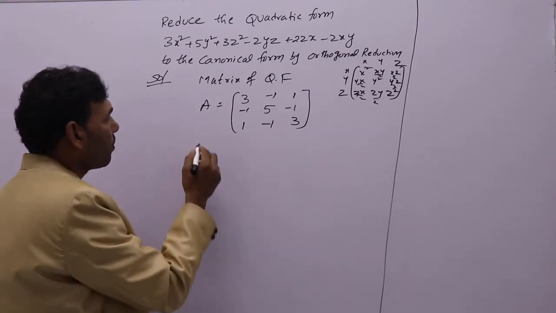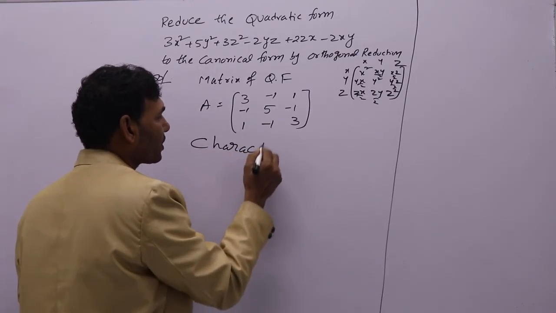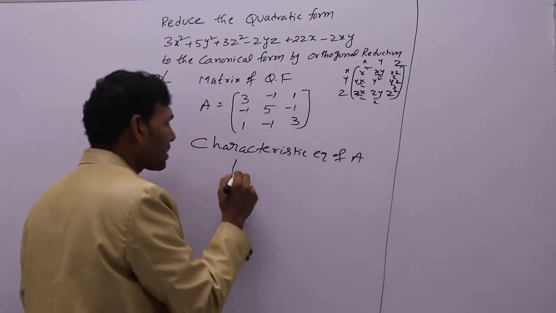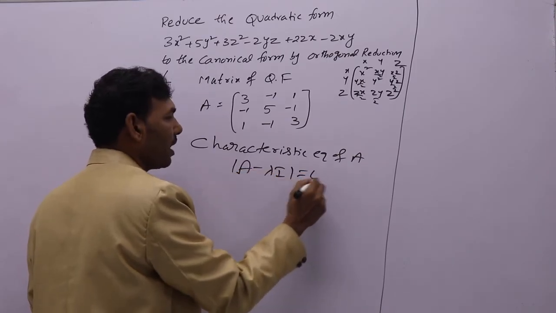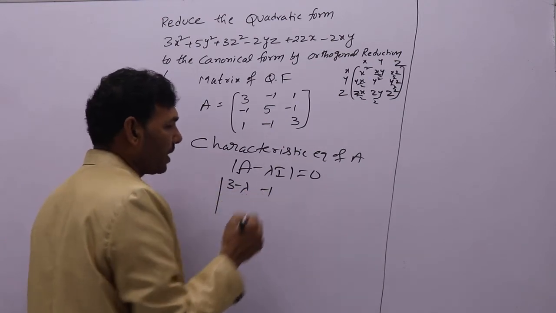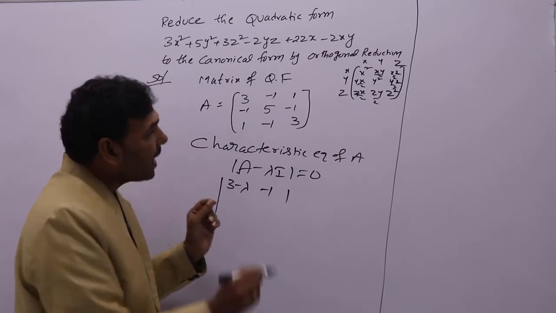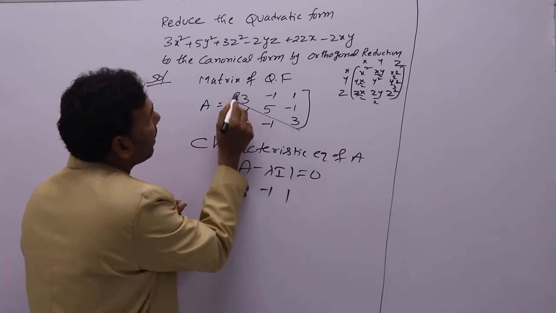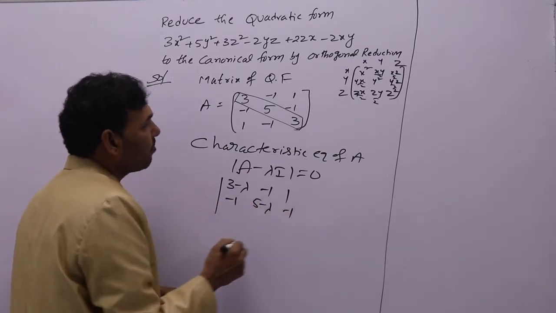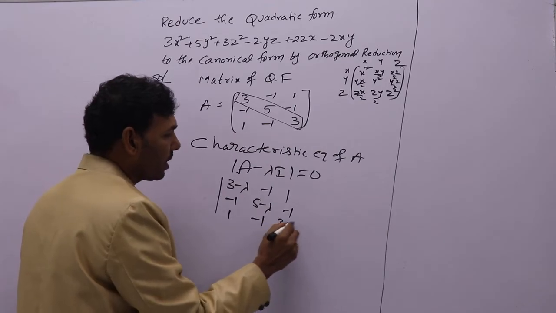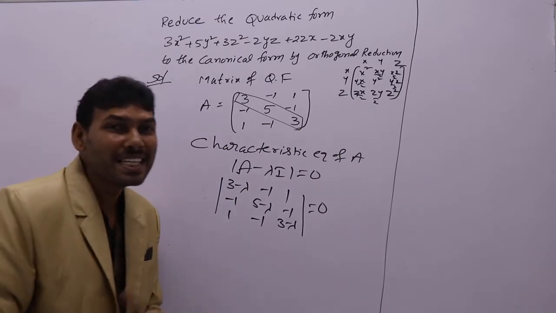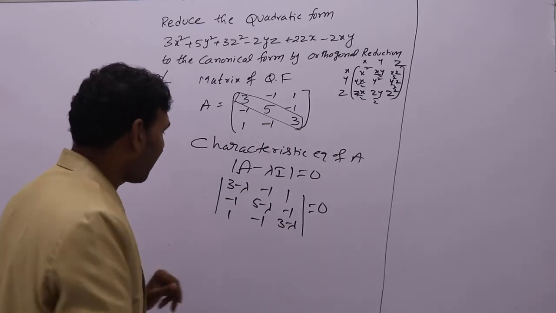From this matrix we need to write the characteristic equation. The characteristic equation of A is det(A minus lambda I) equal to 0. So det of 3 minus lambda, minus 1, 1; minus 1, 5 minus lambda, minus 1; 1, minus 1, 3 minus lambda, equal to 0. Simply subtract lambda in the diagonal. I said how to write the characteristic equation in an easy way by using one technique. That technique I am applying again.